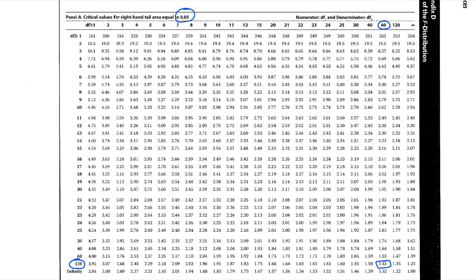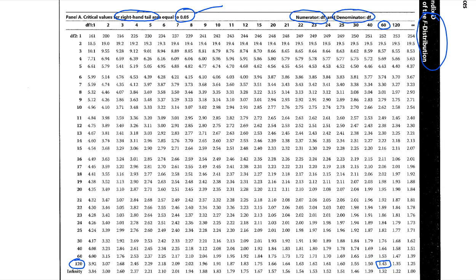So here we are. This is the F table, and we're looking for three things. First of all, the right-hand tail area, which in our case was 5%. Each table is structured based on the tail area you're looking at, so each tail area has its own table. In this case, we want 0.05. And then we need to know the numerator degrees of freedom and denominator degrees of freedom.